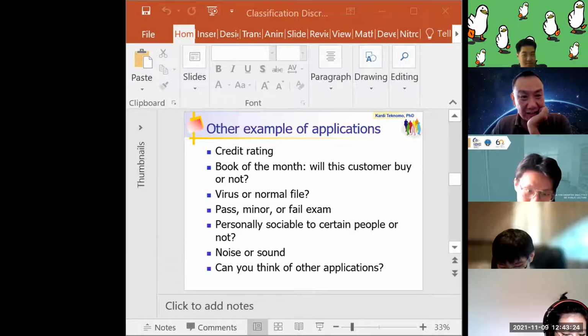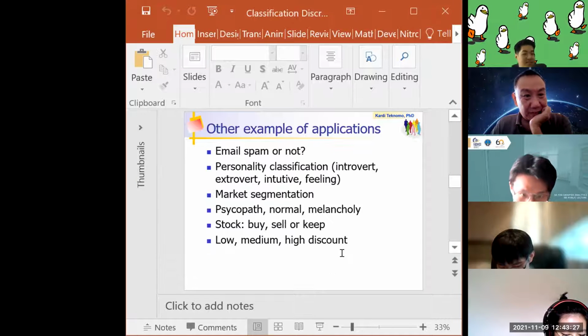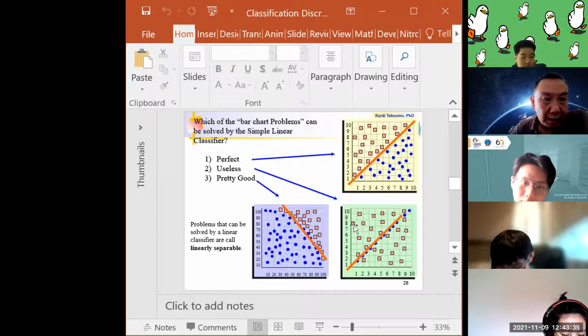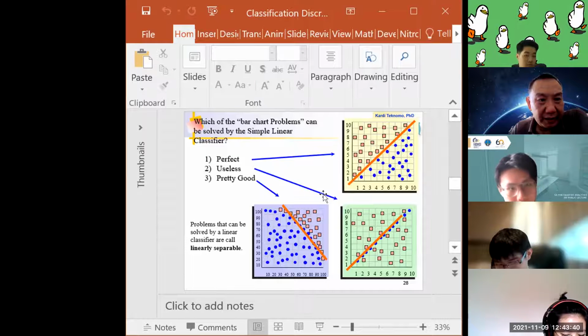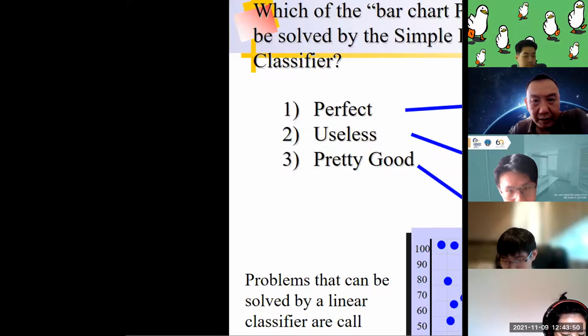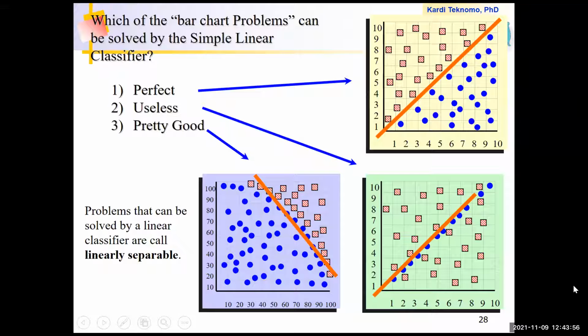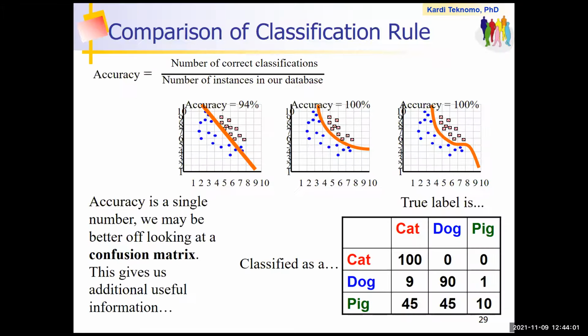Okay, let's come back to the classification here. This is another example of an application. Be careful: if you use a simple linear classifier, it's not always good. Depending on the data that you use, whether they are linearly separable or not. In this case, it's perfect, right?